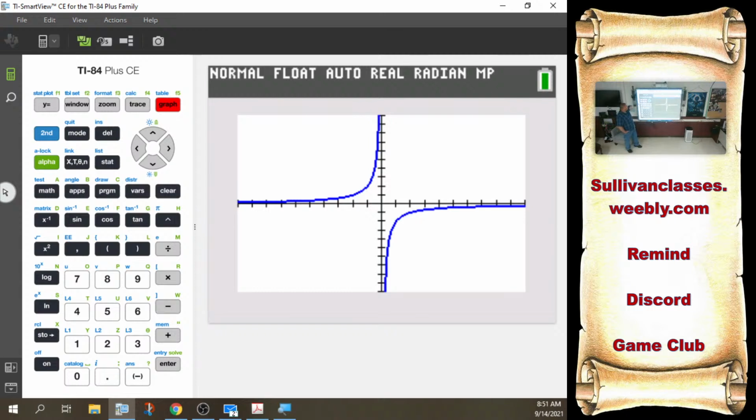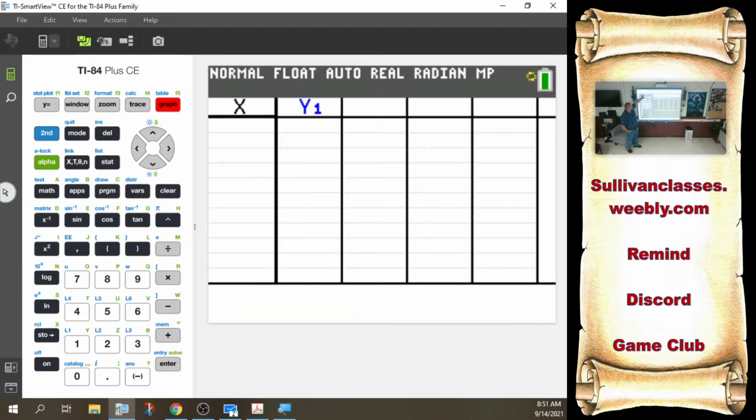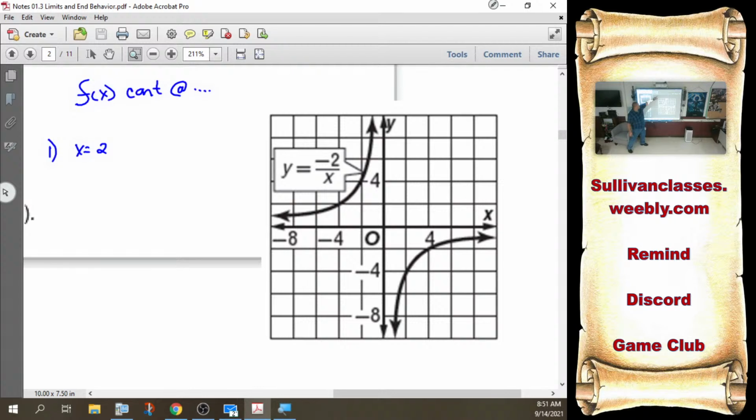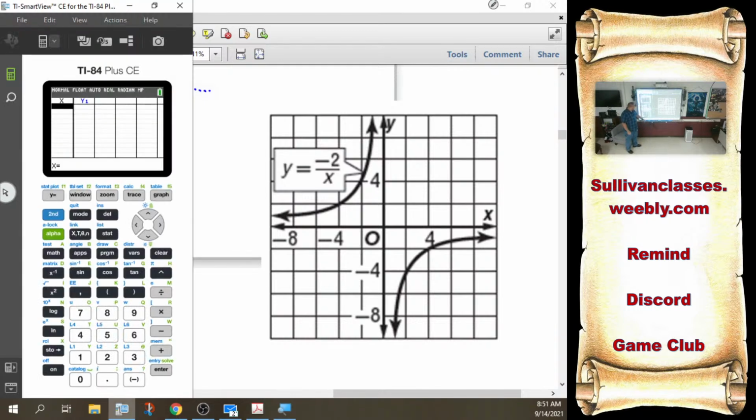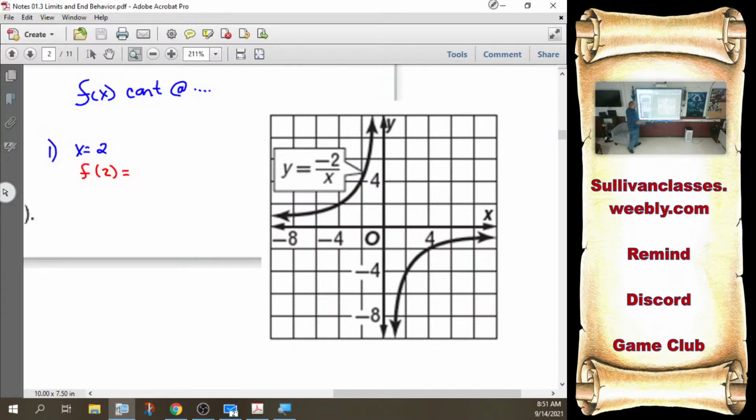Cool. Now that I know it's the right equation, when I go to that table, to run my test, part A, I ask, does the function of 2 exist? I just want to know that if I press the 2 button, does it not break math? Yeah, I got a number. Cool.